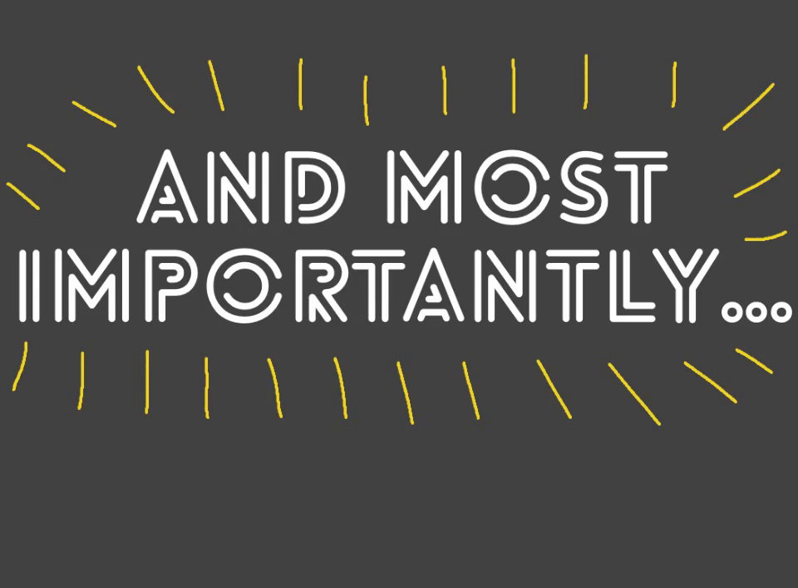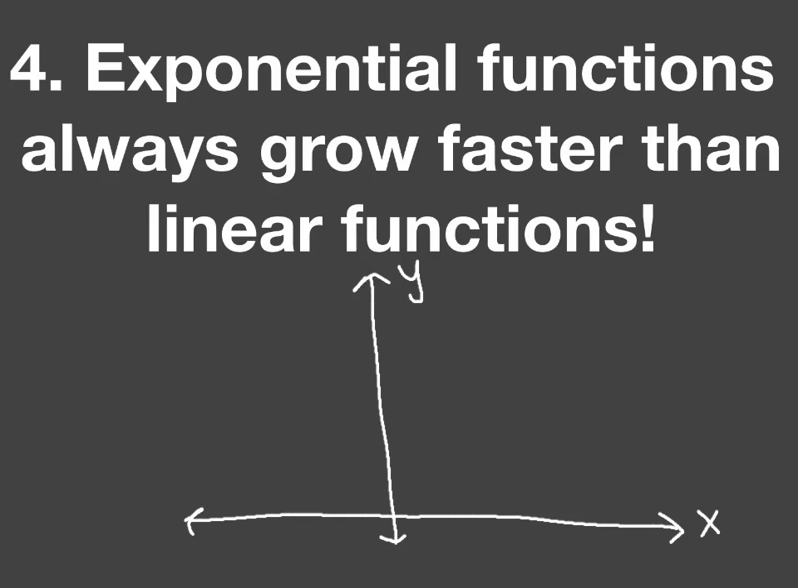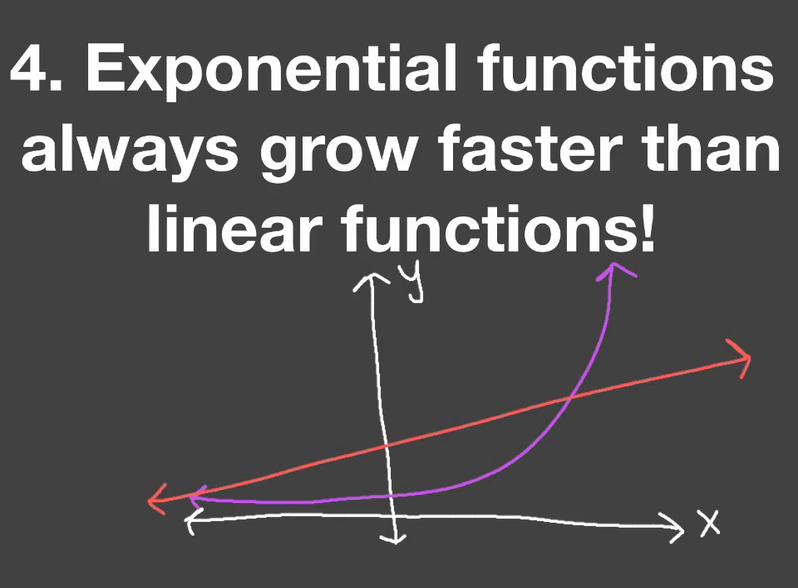And then, last and most importantly, the fourth thing you need to know about exponential functions is that exponential functions always grow faster than linear functions. So an exponential function that starts low and curves to grow high, that is the pattern of multiplying, will always grow faster than a linear function, which is a nice straight line. That's the overview of everything you need to know about exponential functions.